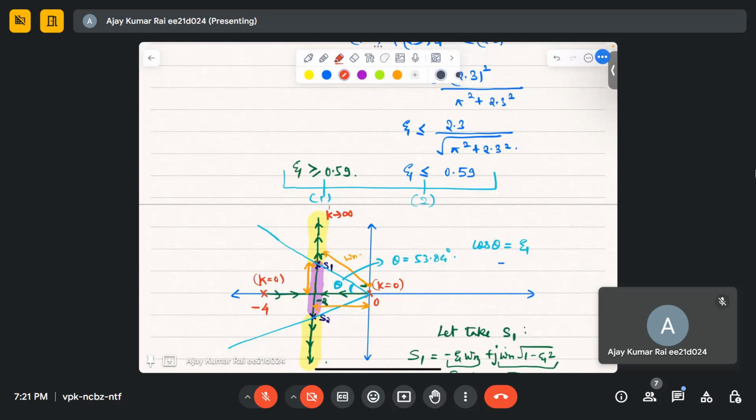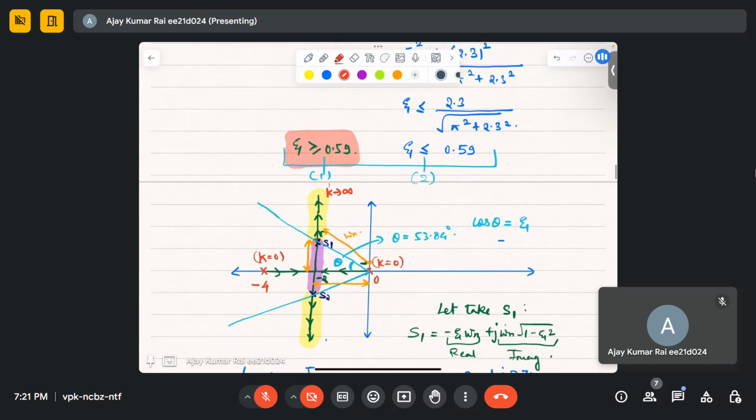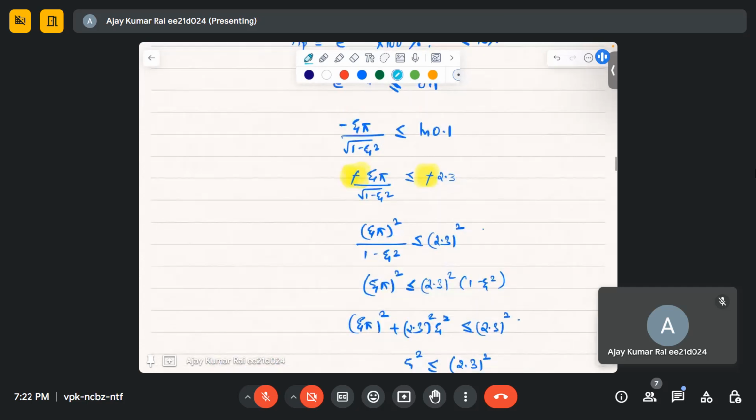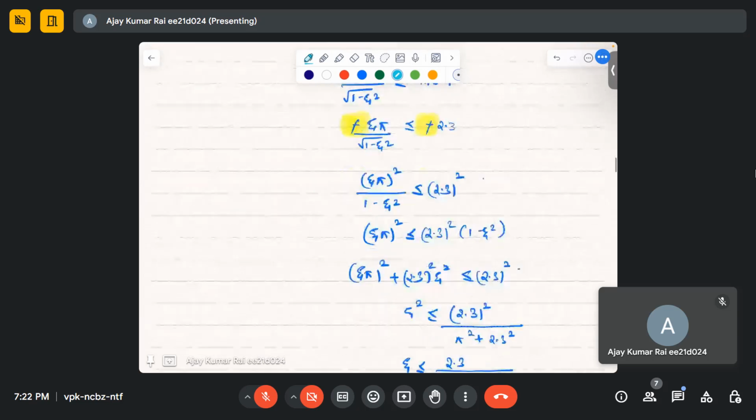So this we have to choose. If we choose zeta to be greater than 0.59, you'll be getting the region here. So I'll just relate this to this region. That's what we want. So our friend was correct. So if I do this, we have to do this, I think.